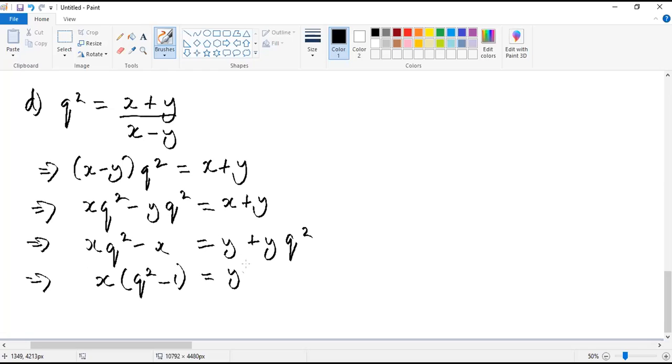I'll actually factorize here as well. You don't have to, because the question says make x the subject of the formula. So this here is just me being extra. Okay. Yes, y.